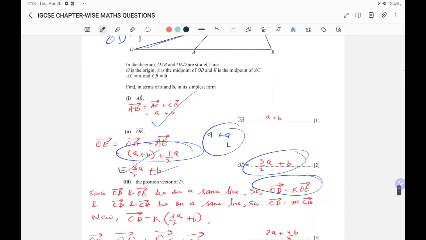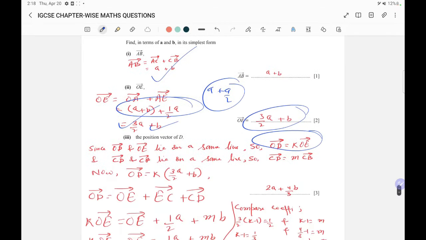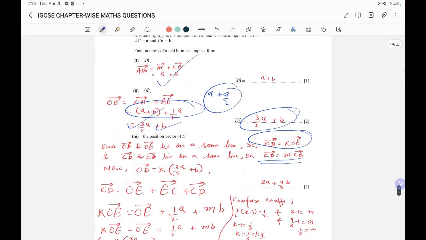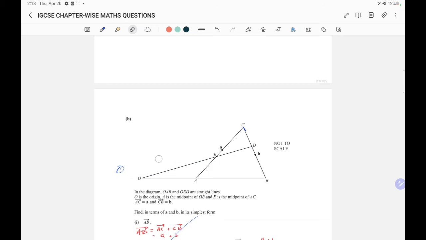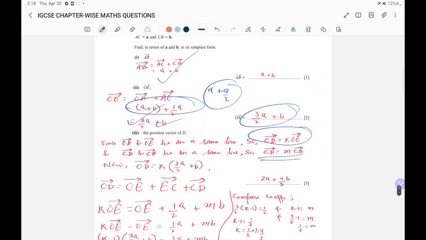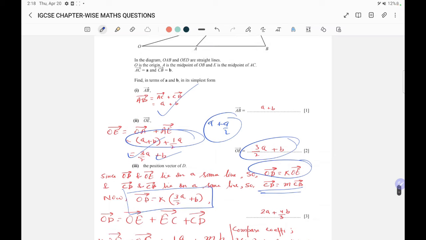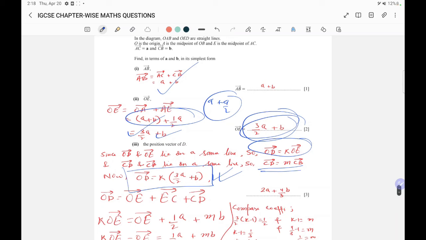And CD and CB, where is CD? CD and CB also lie on the same line, so we can write CD equals M CB. Now it's a very important concept here. We need to find the OD vector now. So the OD vector I can write as K times OE. OE was 3 by 2 A plus B. So the OD vector I got is K times (3 by 2 A plus B).